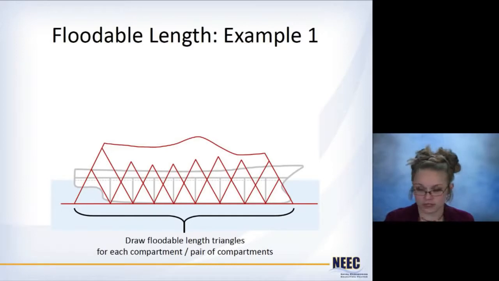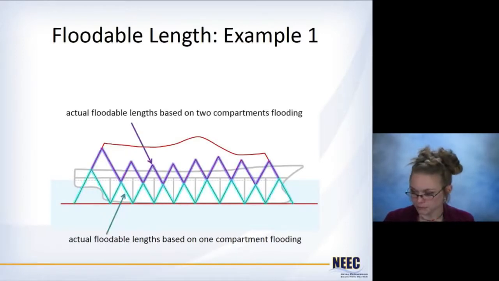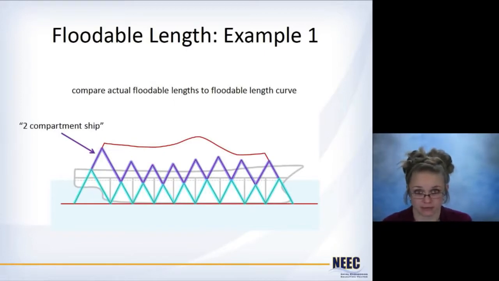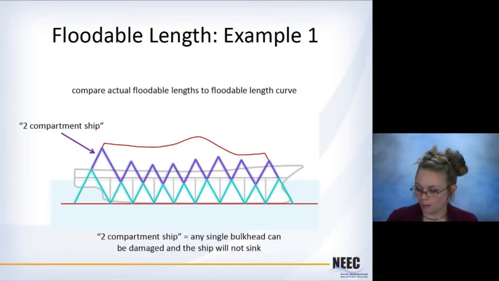So you draw the triangles for each compartment and each pair of compartments. And then you can trace over them. You can trace the actual floodable lengths for the one compartment flooding, that's the lower teal line, and then you can trace the actual floodable lengths for the two compartment flooding, that's the purple line. Right? You compare the actual floodable lengths, those highlighted lines, to the allowable floodable lengths, which is the red line, okay? For this case, because the purple line is completely underneath the red line, it means that this is a two-compartment ship. It means that any single bulkhead can be damaged and taken out, and the ship will not sink. That's a good thing.